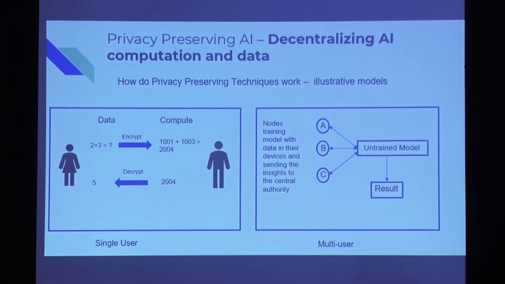Another approach is called multi-party computation. This could be used for multiple users. You have a central server which has, let's say, an untrained model, and that is sent to more than one individual. In this case, you have three nodes, three users who have the data on their local devices, and who also use that device to perform computation on that data, and then send back only the change caused in the model to the central server, which then updates its AI model. So this also has the twin benefit of utilizing computing more efficiently.